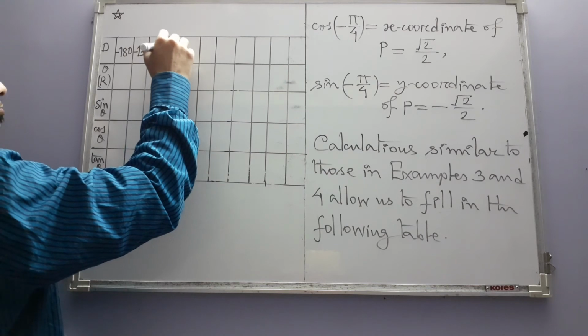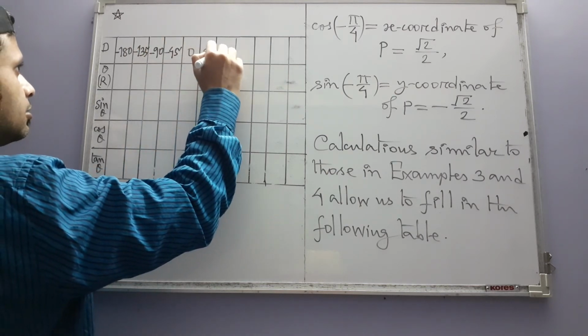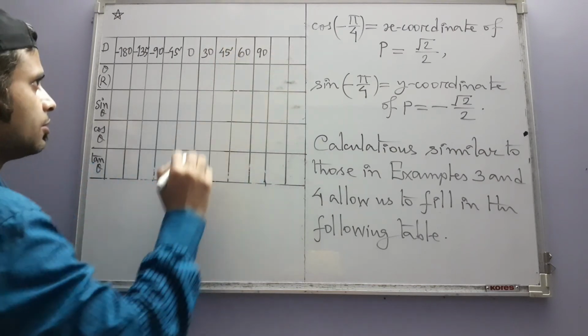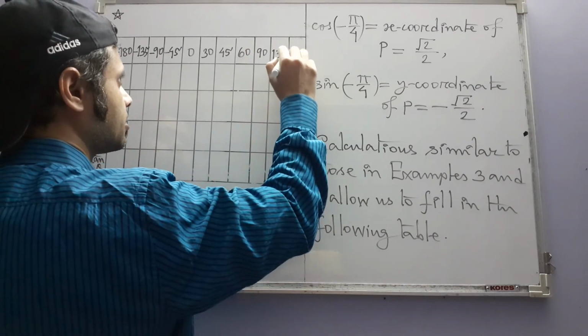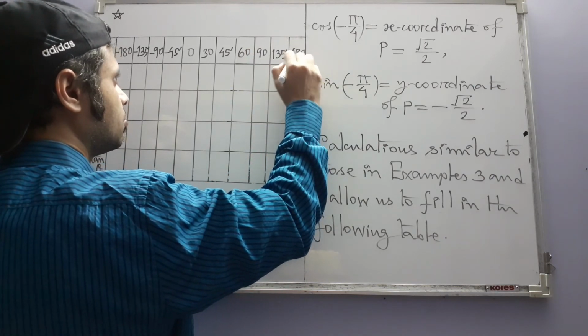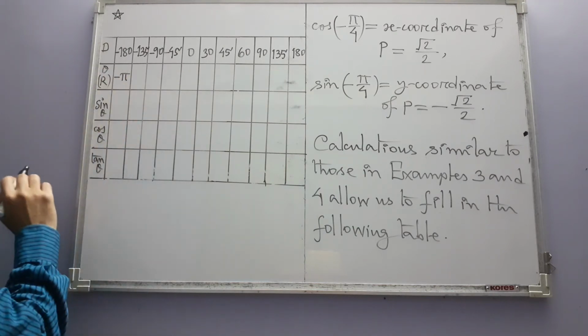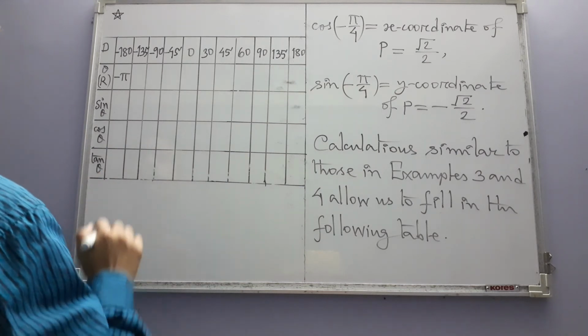Minus 45, 0, 30, 45, 60, 90, 135, 180. And the corresponding radian angles are minus pi, then minus 3 pi divided by 4.